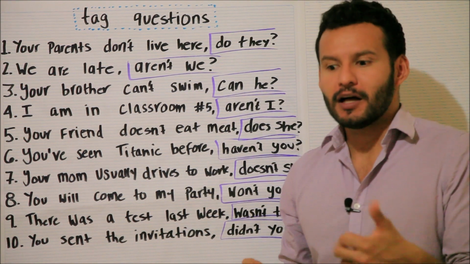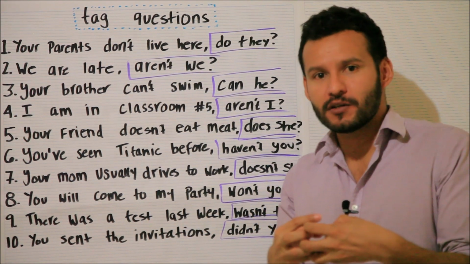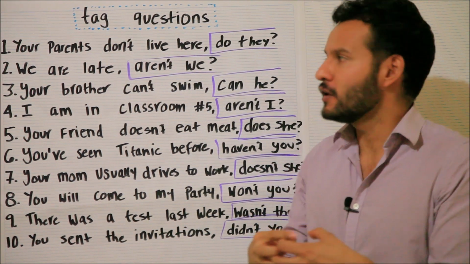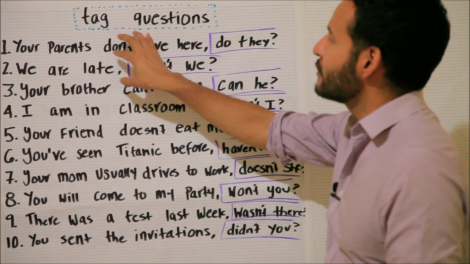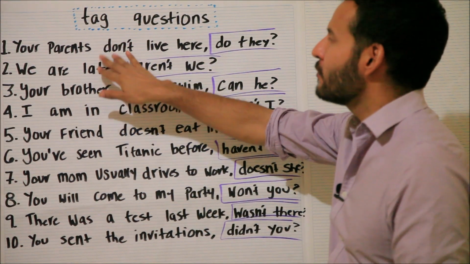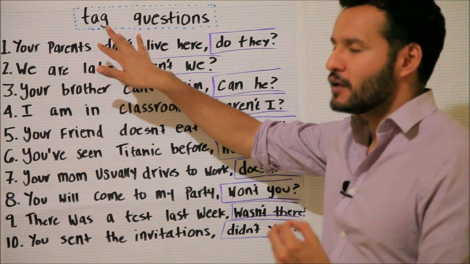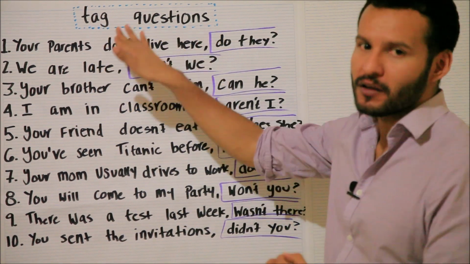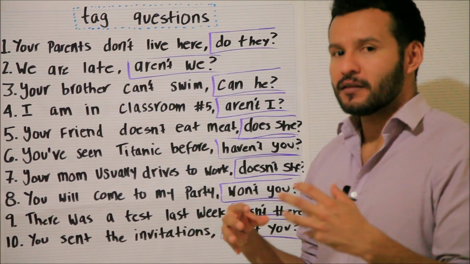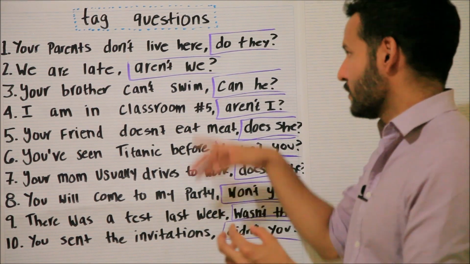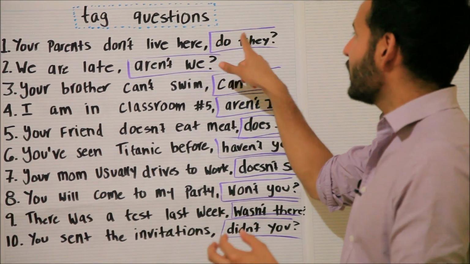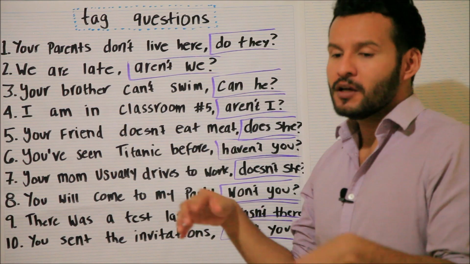Number two, how do you form a tag question? Well, first of all, a tag question is always after an affirmative or a negative sentence. You can never use a tag question with another question. And there are two elements to the tag question, a verb and a pronoun.